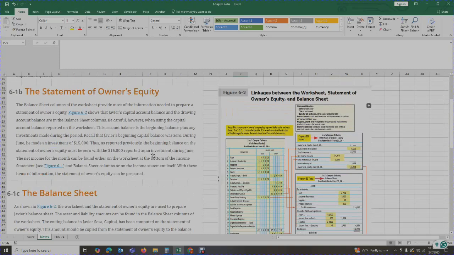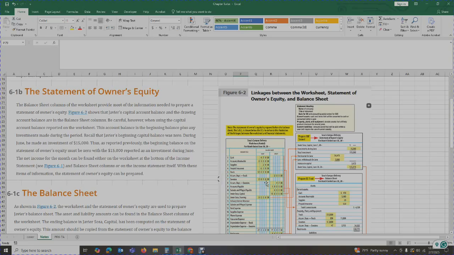Now it does say here that be careful when using the capital account balance reported on the worksheet. This account balance is the beginning balance plus any investments made during the period. Okay, so whenever you're looking at your worksheet, look at the beginning balance of your capital account and look at the ending. If it changed, that means that you had investments during the period, which is the difference. If it stays the same, then basically that means that that's the original investment that you started off with. So you just need to be careful with that.